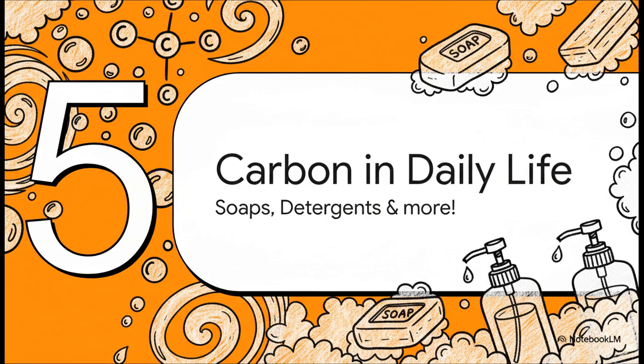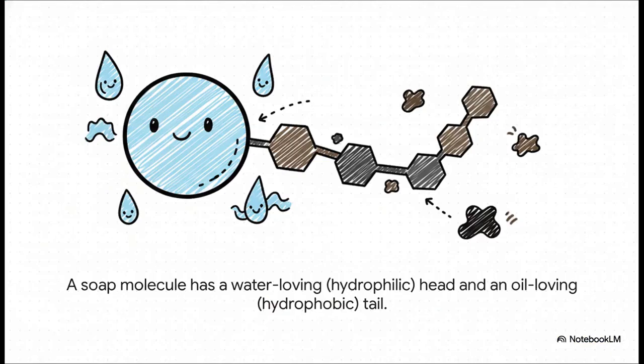clean: soaps and detergents. So a soap molecule is basically a long-chain carbon compound with a very special design. It has 2 parts. It has a head that absolutely loves water. We call it hydrophilic. And then it has a long tail that hates water but loves oil and dirt. We call that hydrophobic. This split personality is the secret to its cleaning magic.